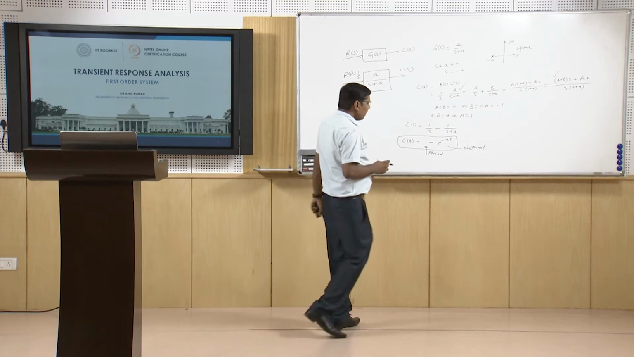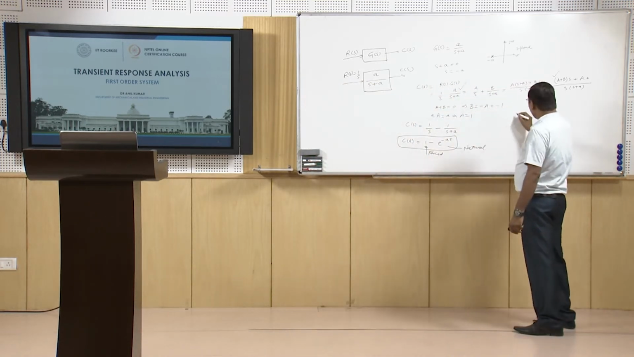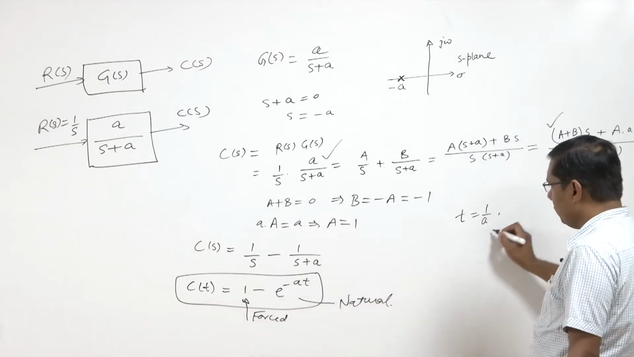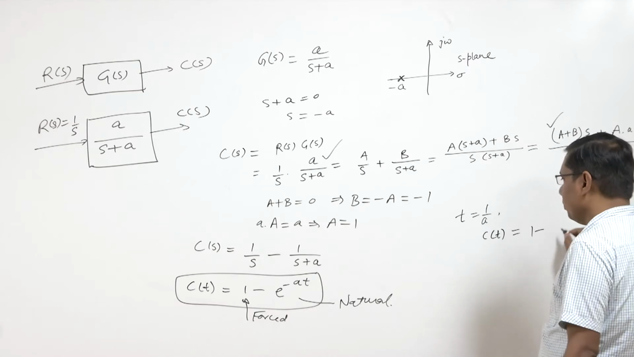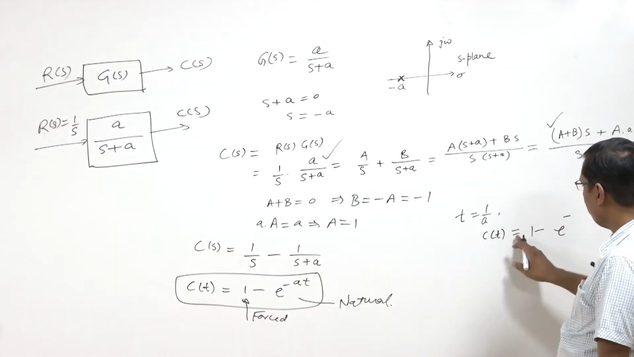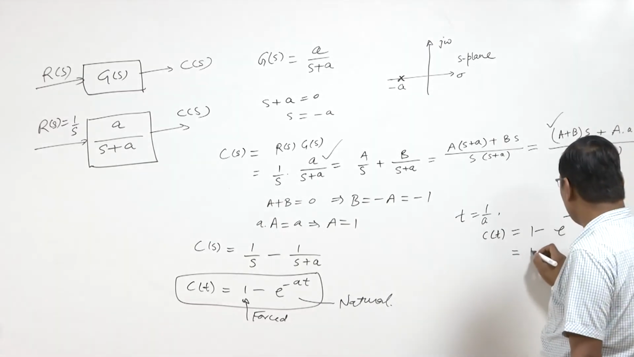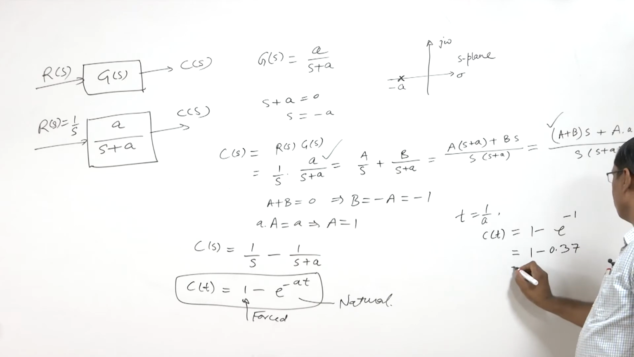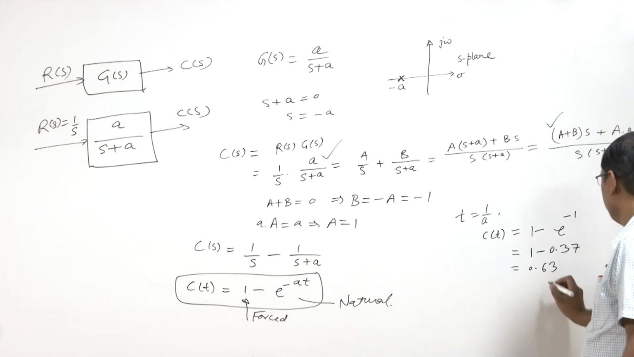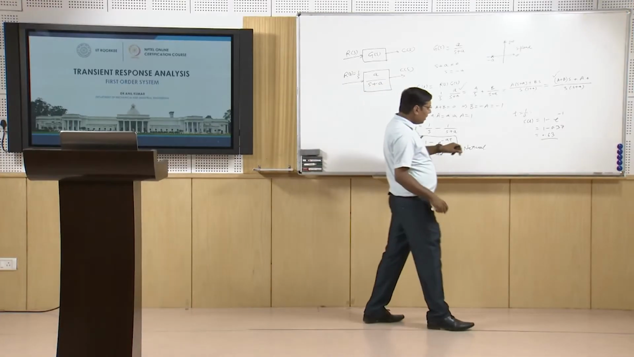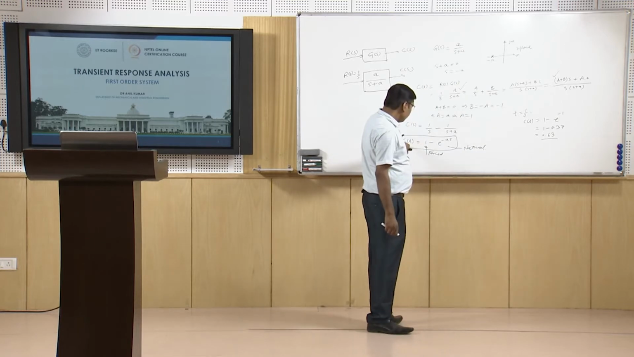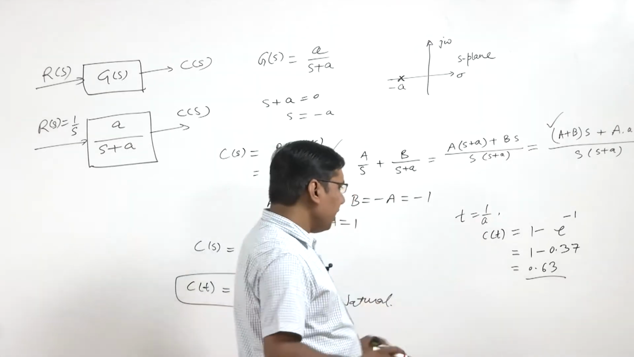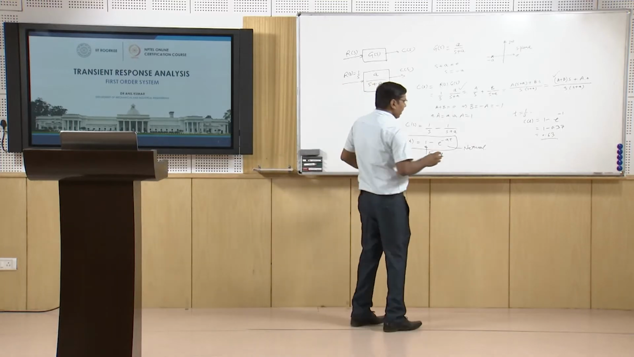Now, let us take t equal to 1 by a. What happens? When we take t equal to 1 by a, c(t) equal to 1 minus e power minus a into 1 by a, that is 1. So, here we can write 1 minus e power minus 1, which is 0.37. So, this is 0.63. So, we see that this response c(t) is equal to 0.63 when we have t equal to 1 by a, and this 1 by a is called the time constant.